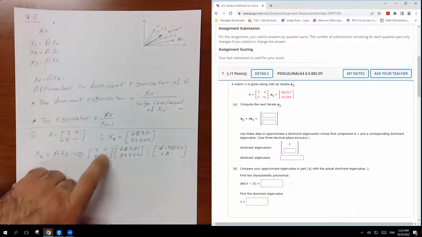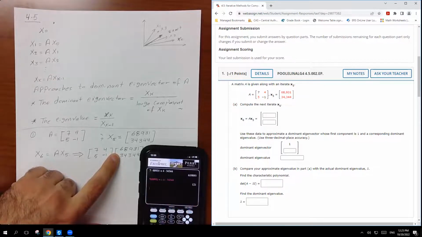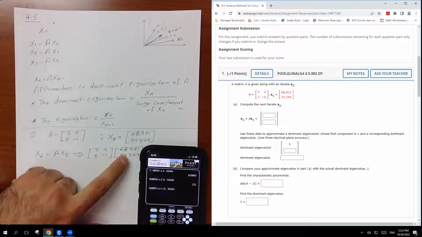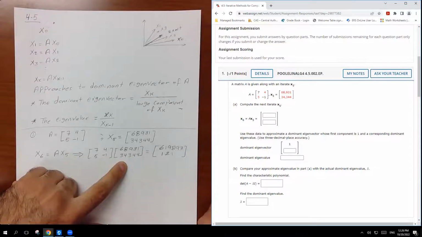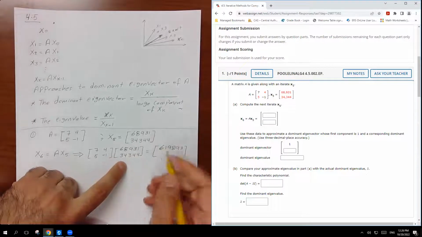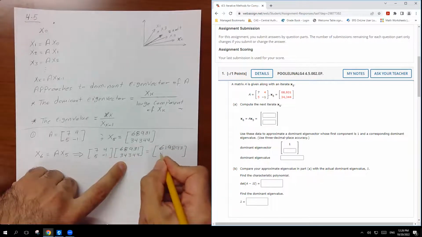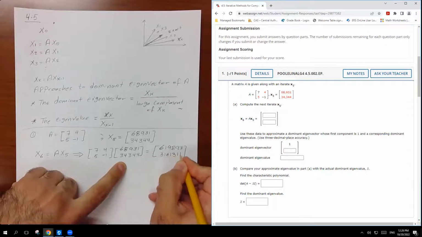I did it right. 5 times 68931. Oh, there's something wrong. And plus -1 times 34344. Now it's going to be different. Yes, it makes sense now. So this is x6.